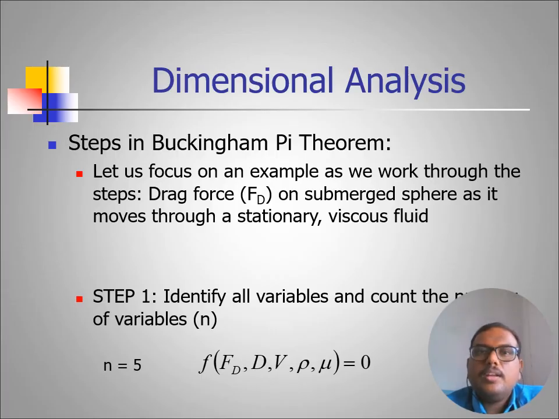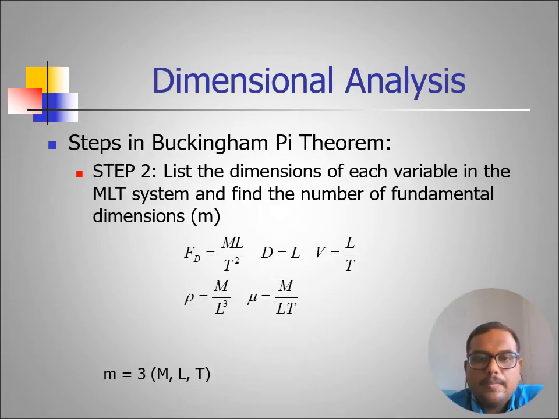Whereas the number of fundamental dimensions m is 3: mass, length and time. How many dimensionless terms or pi terms will be framed using these variables? It is n minus m terms. The total number of variables is 5 and the fundamental dimensions m is 3. So 5 minus 3 gives 2 pi terms for solving this problem. The dimensionless terms formed in this problem are 2 pi terms.